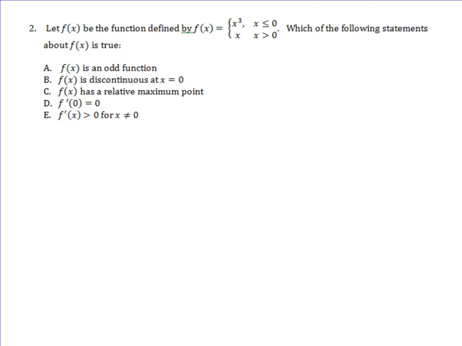Question number 2. Let f of x be the function defined by f of x equal to x cubed for x less than or equal to 0, and x whenever x is greater than 0. Which of the following is true? Well, for me, I would just sketch a quick graph before I start to look at the multiple choice questions. X cubed up to 0 looks like this, and then y equals x for x greater than 0 is like that. So we have a strange looking graph here. Let's check out our multiple choice answers.